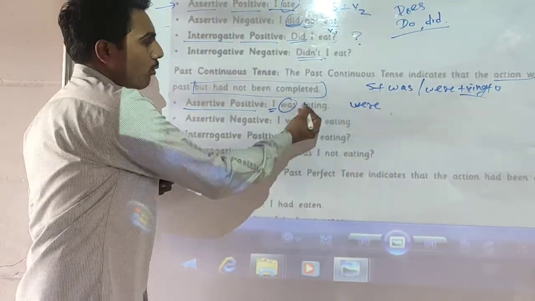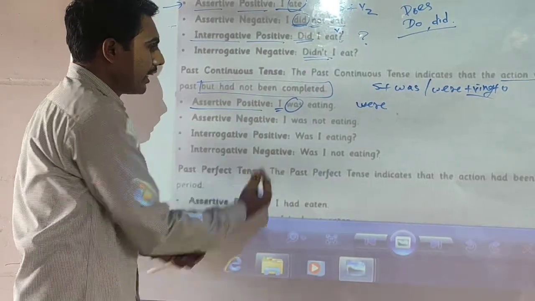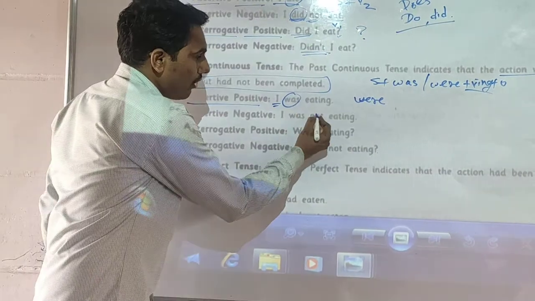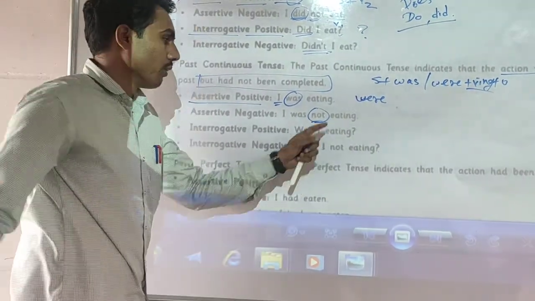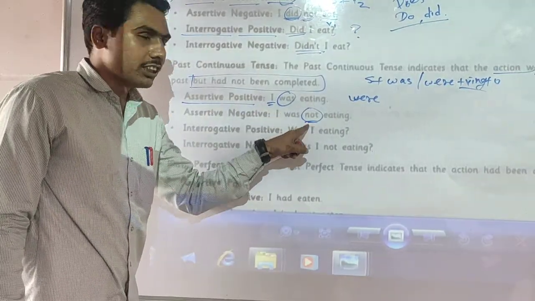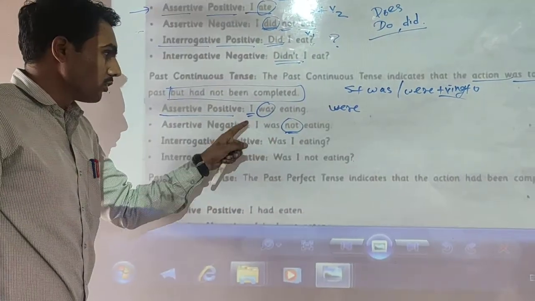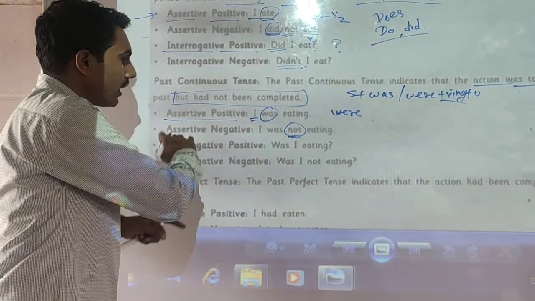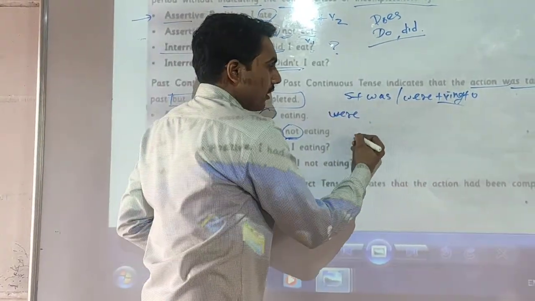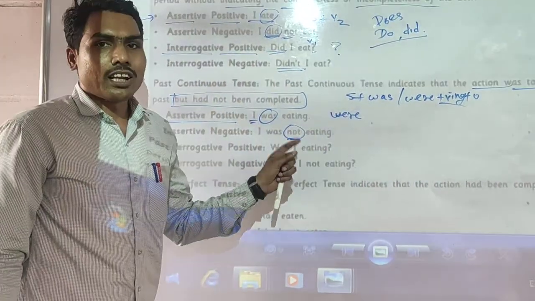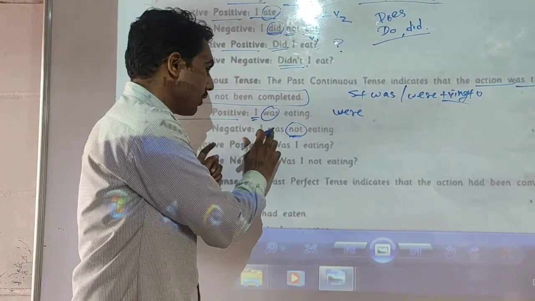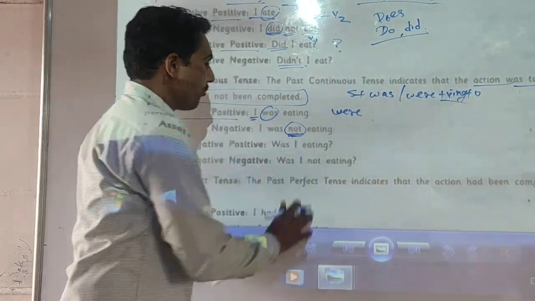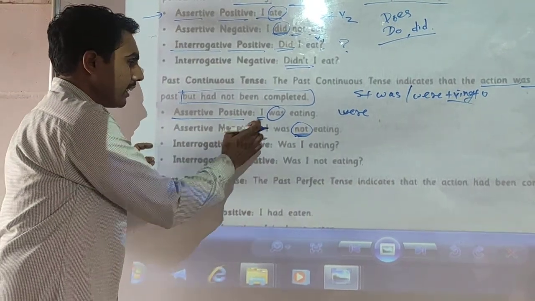Now the next one, we want to convert this assertive positive sentence into assertive negative, okay. Look here, I was not eating. Only we attach which new word? Not, because we want to convert this sentence into negative. Okay, we want to convert this positive sentence into negative, assertive negative or declarative negative. Declarative or assertive means in Marathi vidhanarthi vakya or simple sentence. Remember this. Okay, I was not eating. We only attach the negative word to convert that sentence into negative.